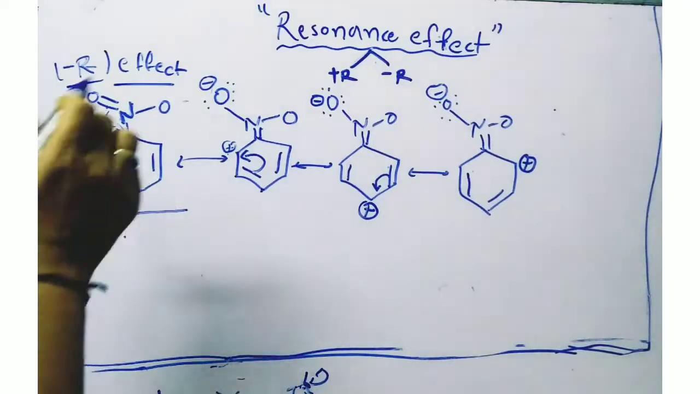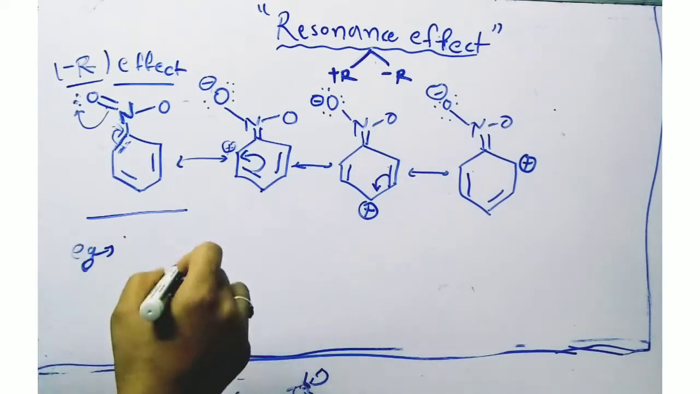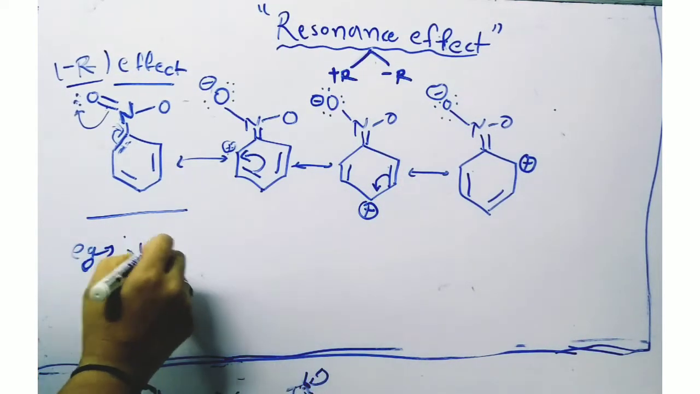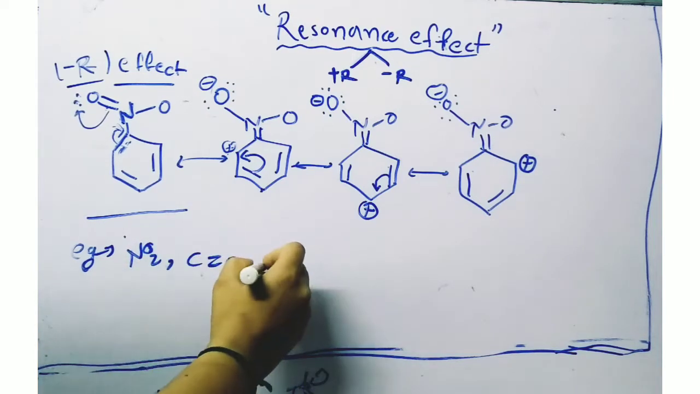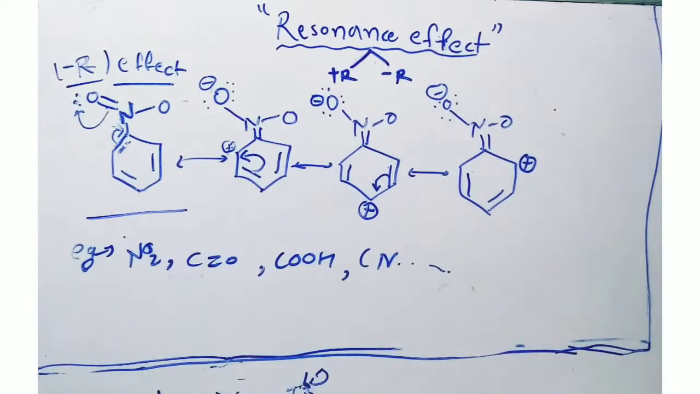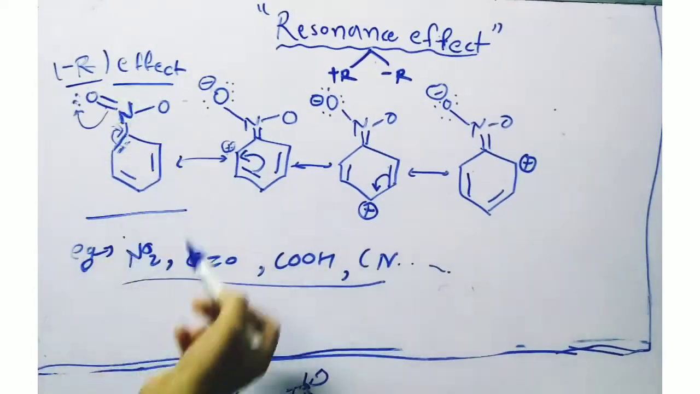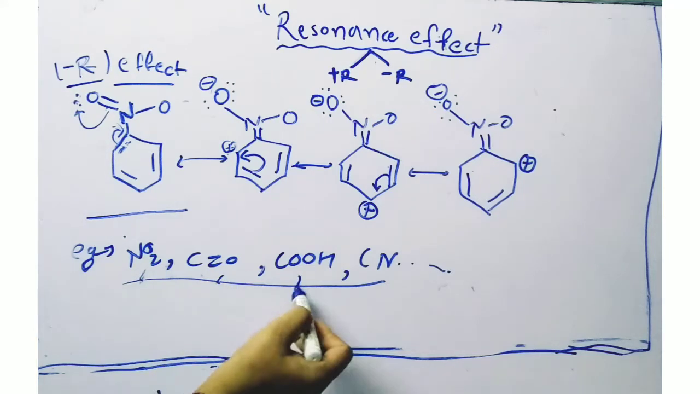Now examples of the -R effect, showing the electron withdrawing capacity. So examples are first of all NO2, after that carbonyl, after that the acid or cyanide. So there are so many electron withdrawing groups, but these are the major ones. So we get such a -R effect found in such a group when it is attached to any ring.